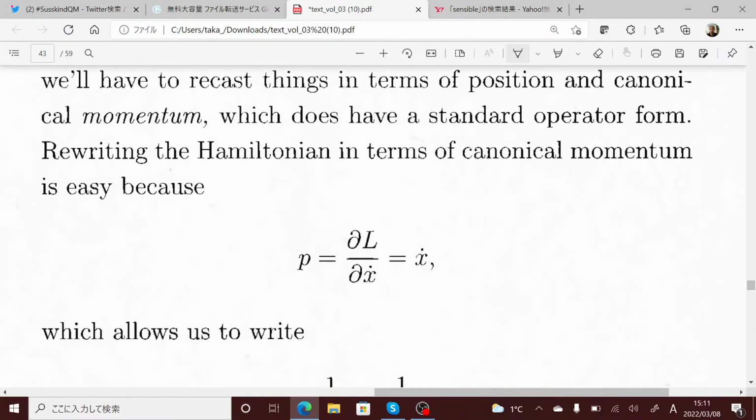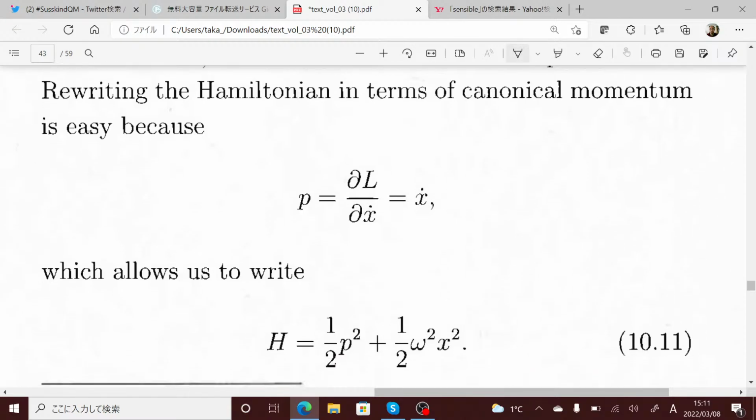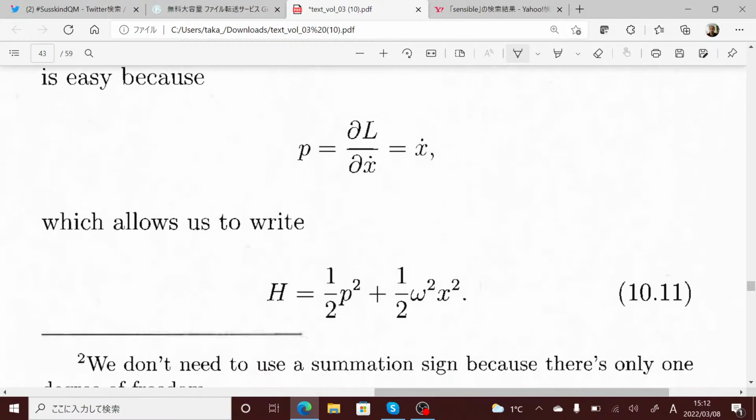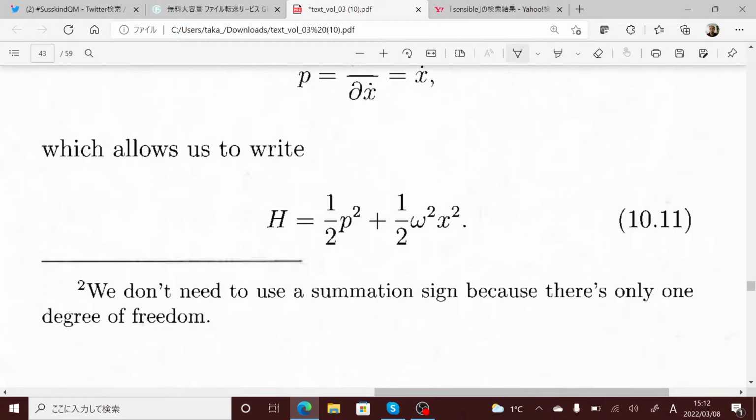Rewriting the Hamiltonian in terms of canonical momentum is easy because p is partial L partial x dot, which equals x dot, which allows us to write H equals 1/2 p squared plus 1/2 omega squared x squared. Footnote 2: we don't need to use the summation sign because there is only 1 degree of freedom.